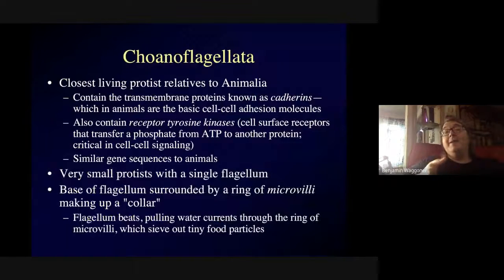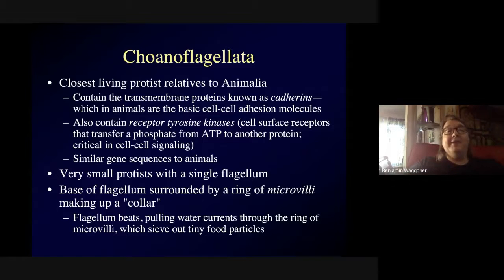So what about the Animalia? The closest living protist relatives to Animalia belong to a group called the Choanoflagellata. Choanon is apparently Greek for a collar. So the Choanoflagellata are the collar cells.